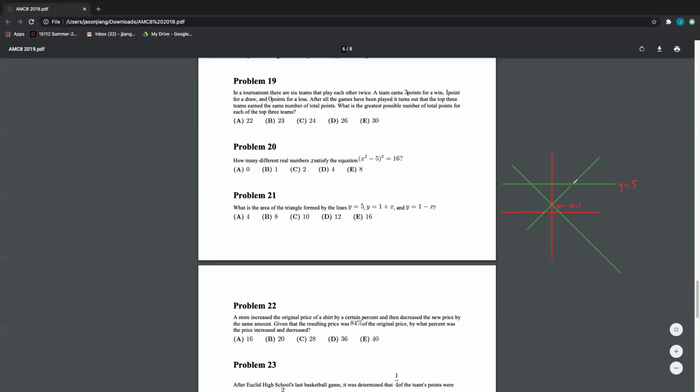We want to know what the other intersection points are though. So we'll set these equations equal in pairs. If y equals 5 and y also equals 1 plus x, then this is basically just 5 equals 1 plus x. So x must be 4. And then y would be 5. So this is 4, 5. And applying the same logic to the other equation, y equals 5 and y equals 1 minus x, x would be equal to negative 4.